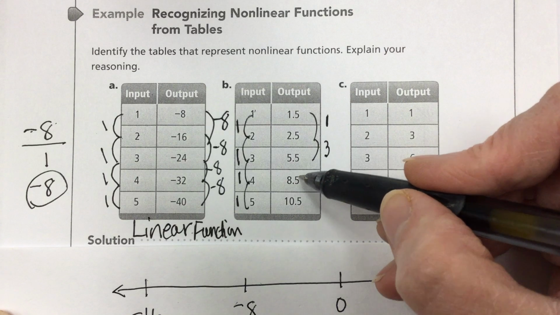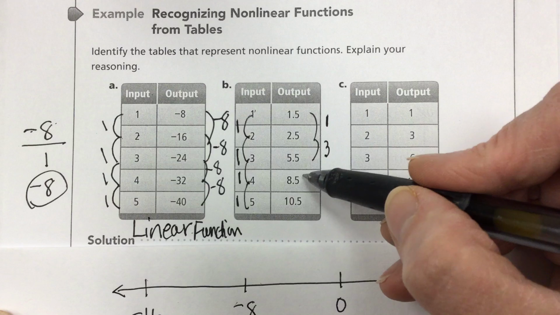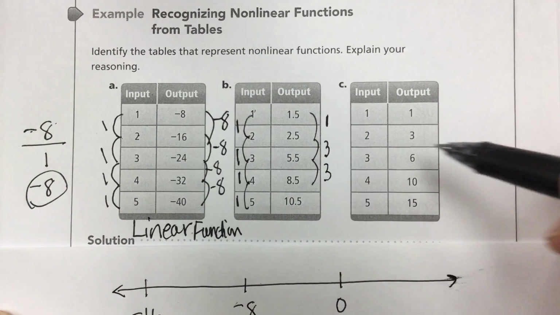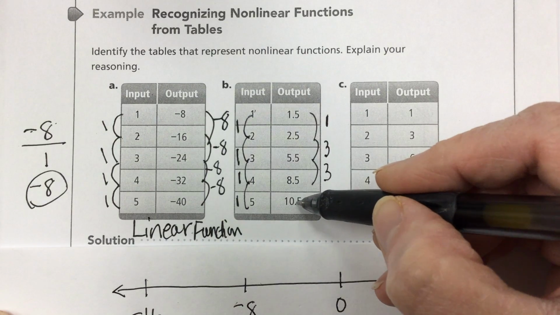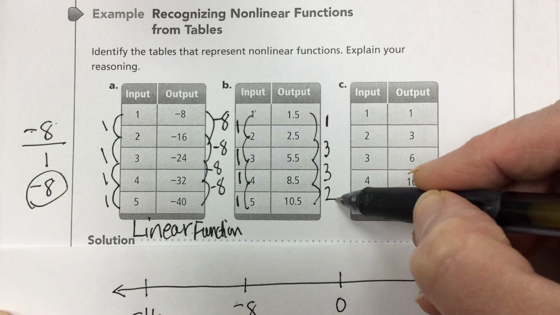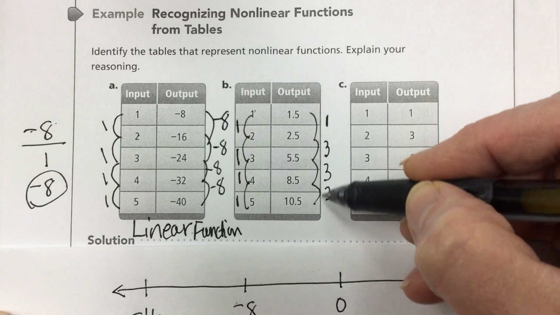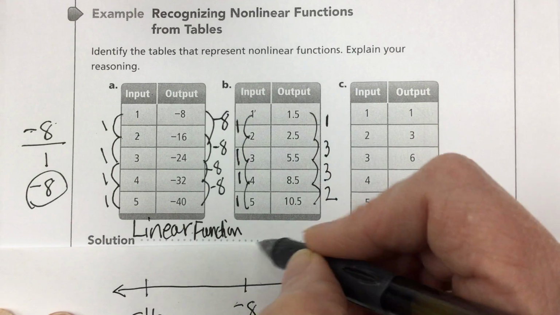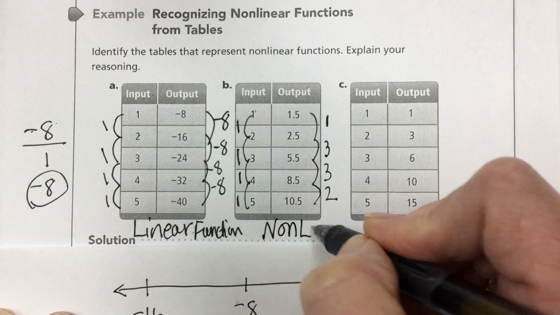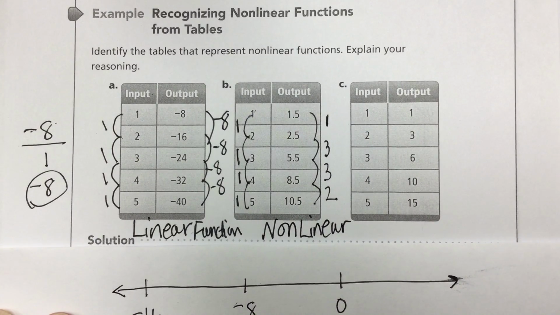Here I have 5.5 going to 8.5. I'm having to add 3 again. And then going from 8.5 to 10.5, I need to add 2. Are all of these numbers the same? Is the change of your output constant? No, it is not. So therefore, this is nonlinear. B is nonlinear.